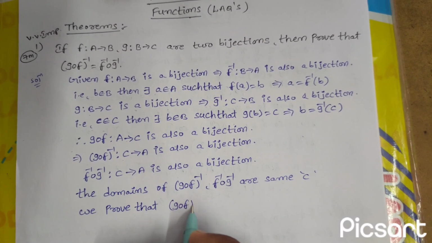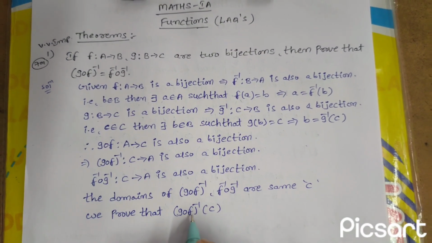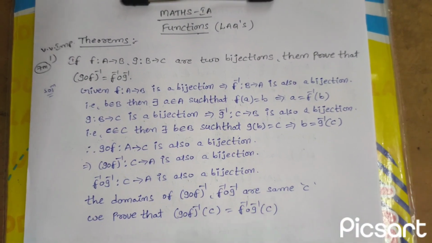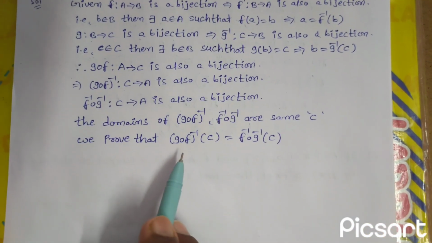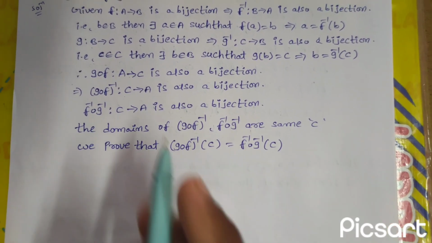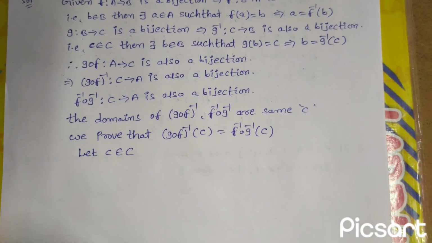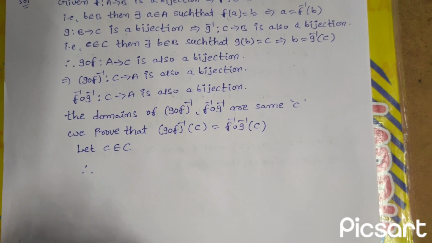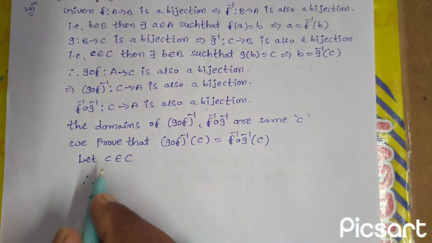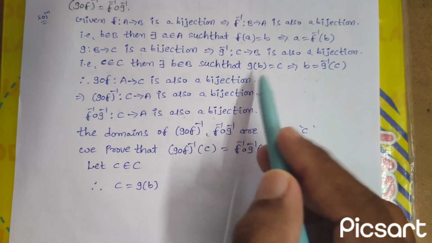(g circle f) whole inverse, common domain is C. So (g circle f) whole inverse of c is equal to f inverse circle g inverse of c. Finally, we can prove that (g circle f) whole inverse of c is equal to f inverse circle g inverse of c. In this common domain, now take one element, small c belongs to capital C. Already, according to the definition of the bijection g from B to C, here g of b is equal to c. So clearly c is equal to g of b.